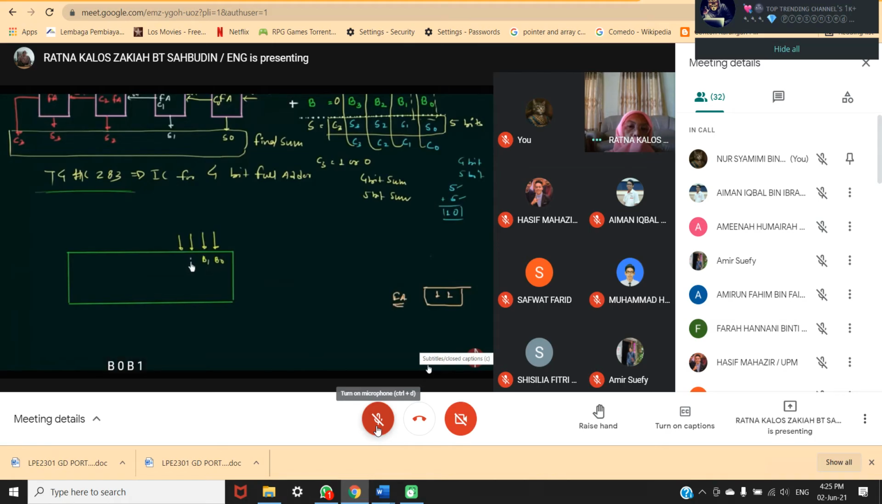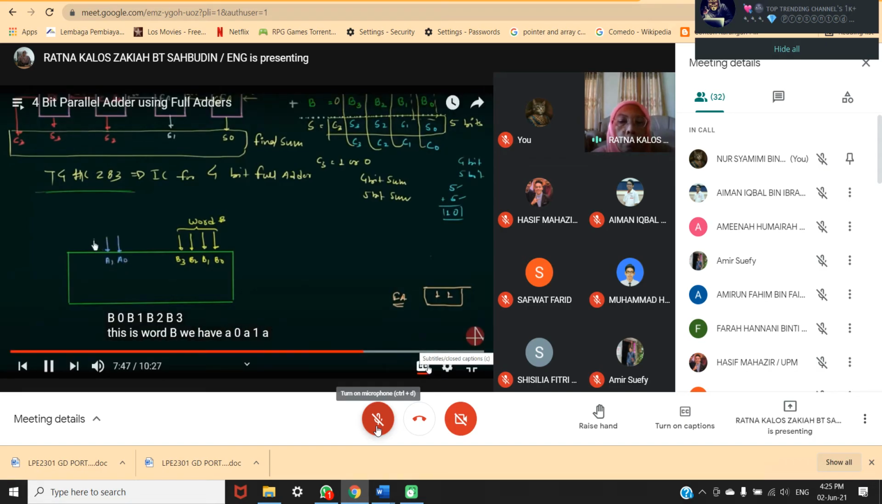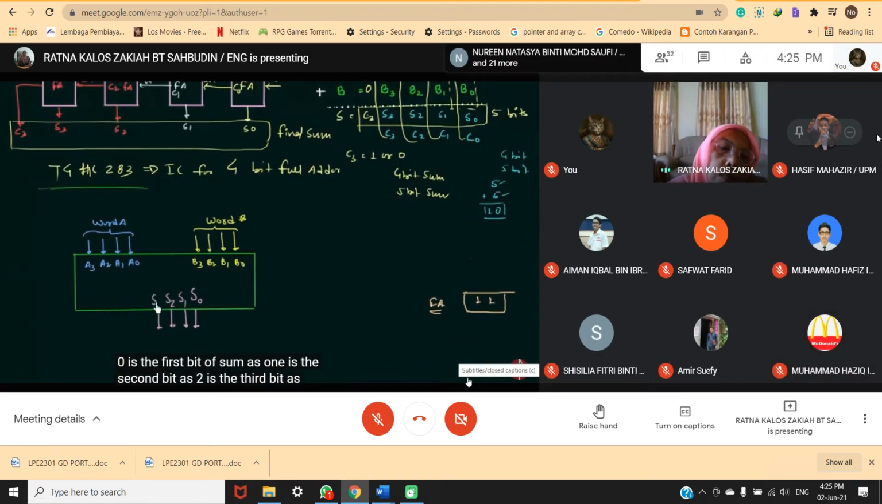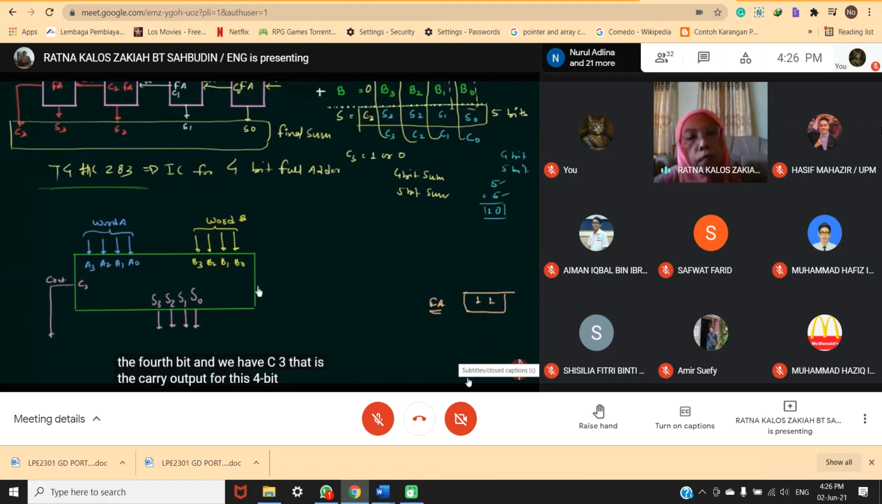B0, B1, B2, B3. For B, we have A0, A1, A2, A3. The second number that we want to add, S0 is the first bit of sum, S1 is the second bit, S2 is the third bit, S3 is the fourth bit, and we have C3, that is the carry output for this 4-bit full adder, and we also have the carry input.